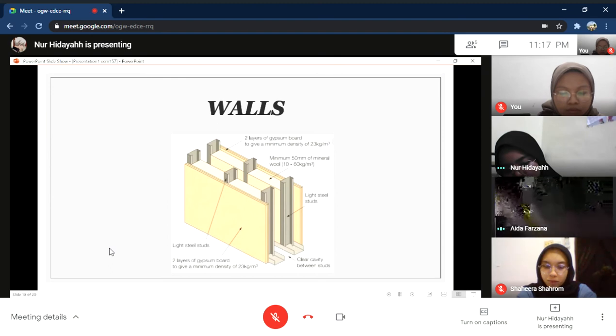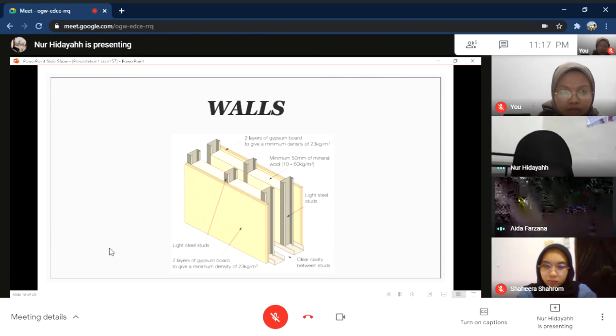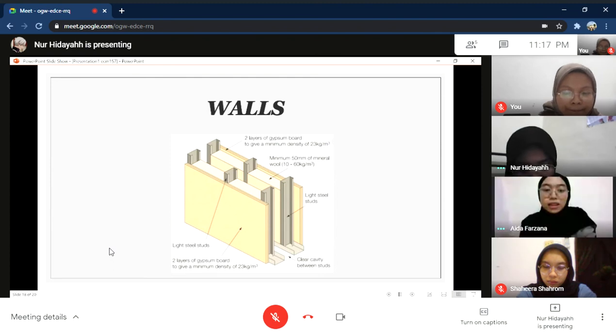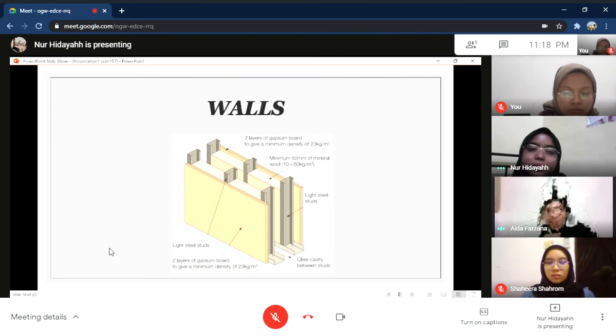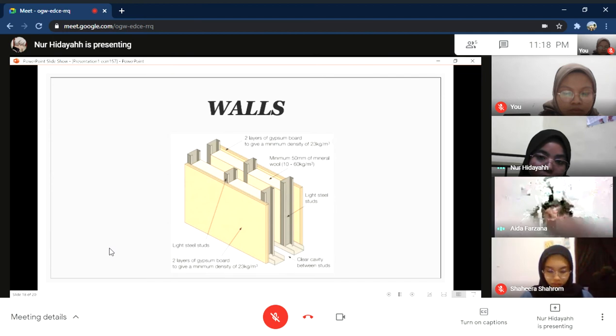If you look at the floor, it has two layers of gypsum board to give a minimum density of 23 kg per cubic meter, and a minimum of 50 mm of modular wool. It has two layers of gypsum board, and between the two layers, it has a clear cavity between studs.